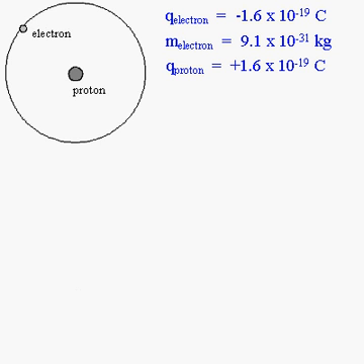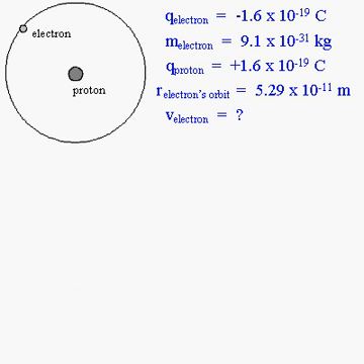The charge on the proton is positive 1.6 times 10 to the minus 19 coulombs. And the radius of the electron's orbit is 5.29 times 10 to the minus 11 meters. And the question is, what's the speed of the electron as it orbits the proton?